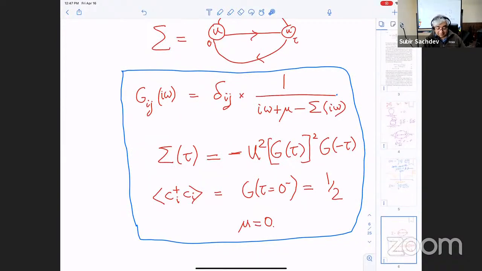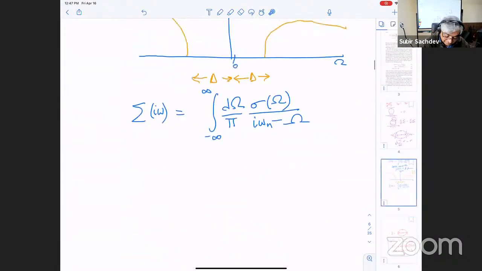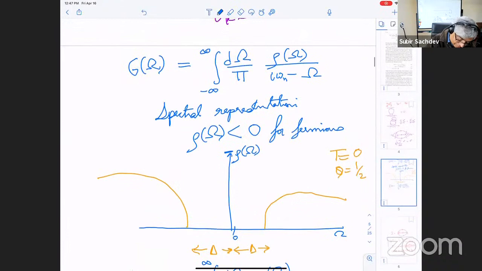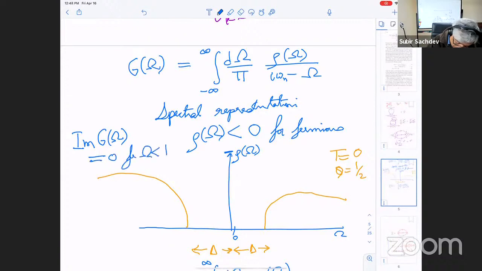Now let me go to real frequencies. When I go to real frequencies, this omega becomes real. There's no i there. But I've told you that the Green's function has an imaginary part for omega bigger than delta on real frequency. This is equivalent to the statement, because rho of omega is minus the imaginary part of G of omega. So what I'm claiming is that the imaginary part of G of omega is equal to zero for mod omega less than delta. So there's a gap, meaning the imaginary part of G is zero, and above that, it's not zero.